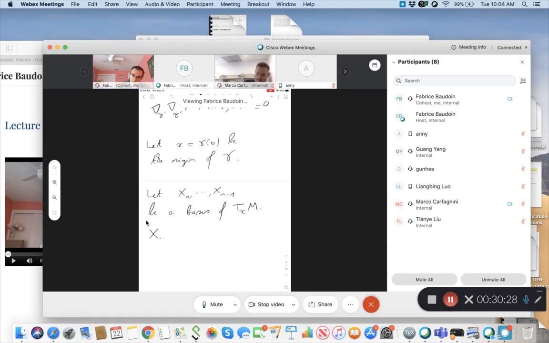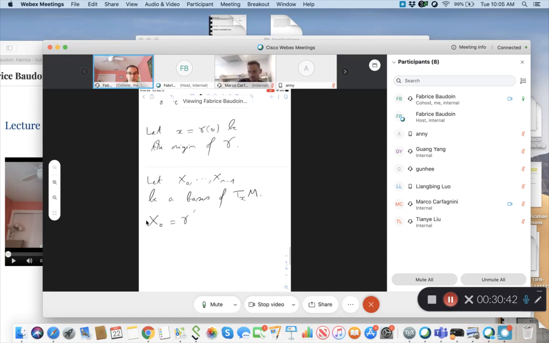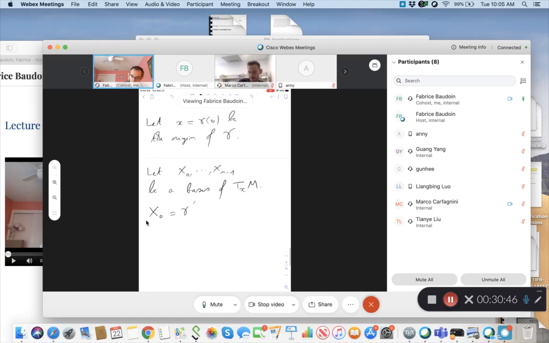You should imagine that the situation is like this. I have a curve gamma. If this is, for instance, in 3D, x_0 is going to be tangent to gamma, that is gamma prime, and you have x_1.